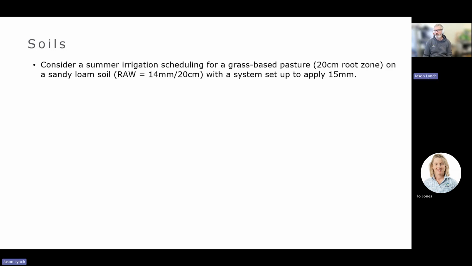Let's just have a quick dive into how this might work in terms of an operational case. Let's look at a summer irrigation scheduling for a grass-based pasture, wherever that may be. We're talking about grasses with a 20 centimetre root zone on a sandy loam soil. Sandy loam soils hold 7 millimetres per 10 centimetres, so for a 20 centimetre root zone, double that, 14 millimetres in 20 centimetres of soil. And we've got an irrigation system set up to apply 15 millimetres per application.